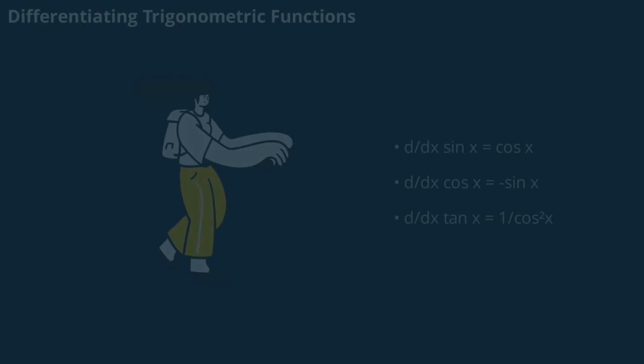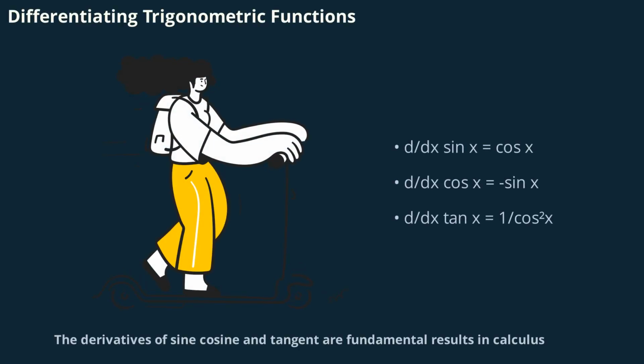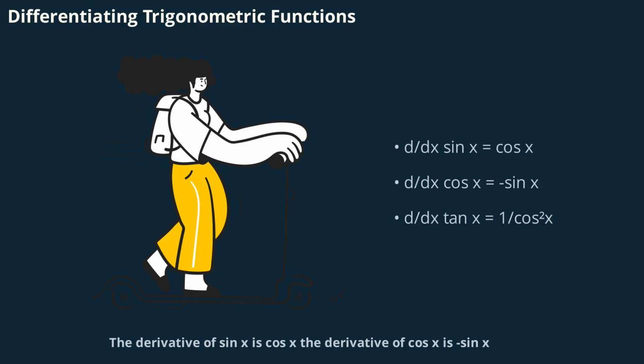The derivatives of sine, cosine, and tangent are fundamental results in calculus. The derivative of sin x is cos x, the derivative of cos x is negative sin x, and the derivative of tan x is 1 over cos^2 x. These results are proven using trigonometric identities and the limit definitions of derivatives.